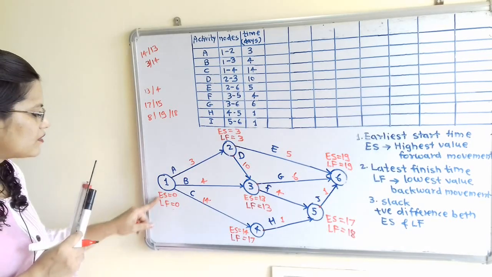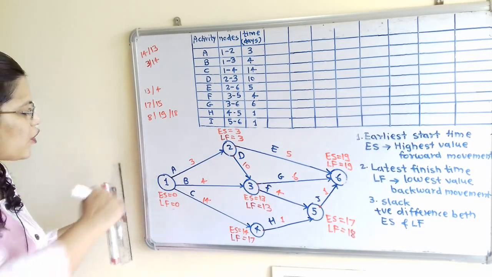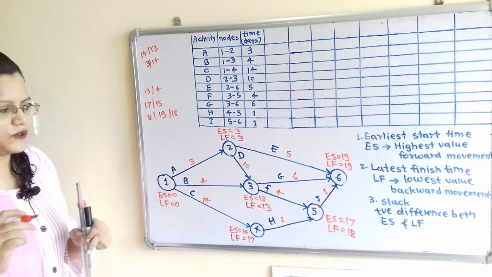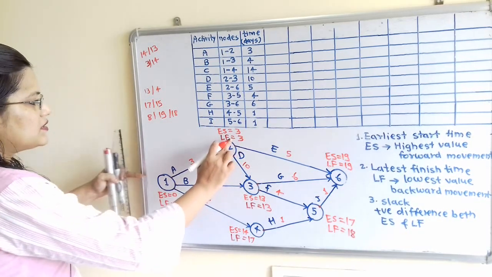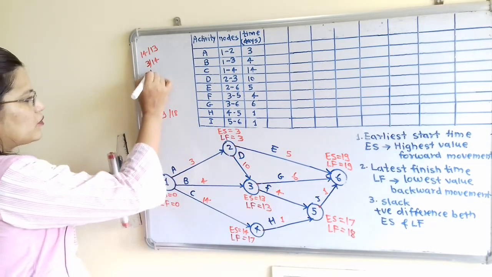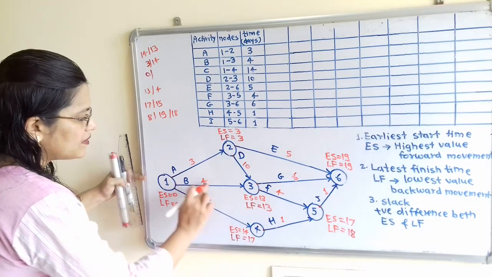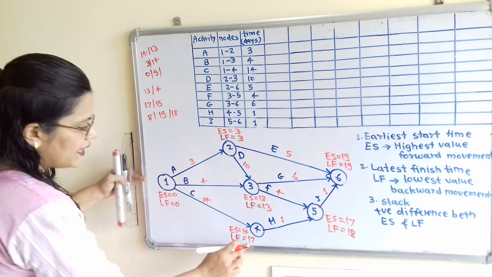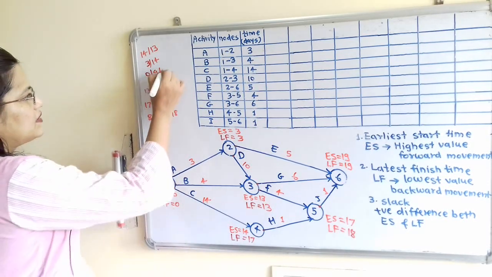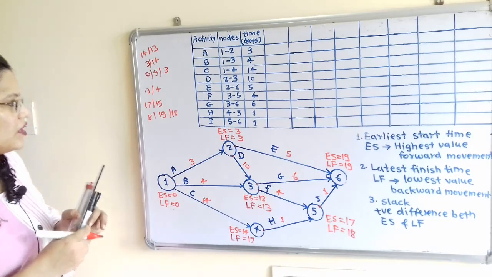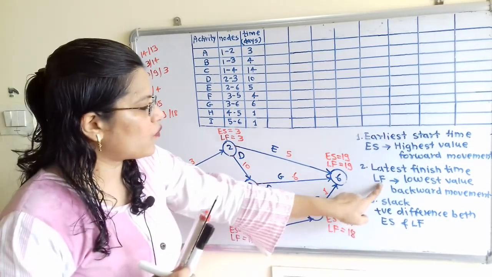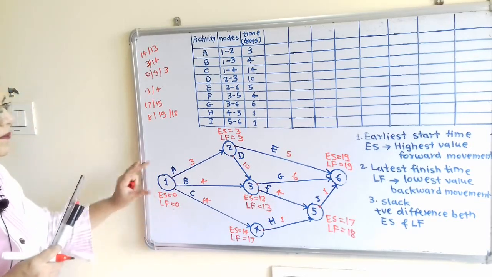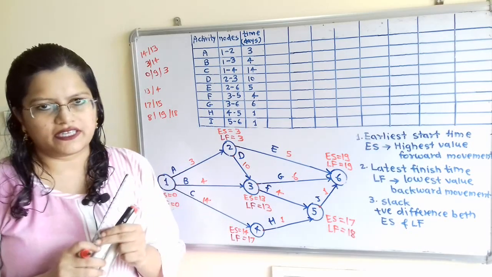Now it is important to calculate LF here. We have three options, because there are three starting points of the arrows. What is the first option? LF 3 minus 3, that is 0, is the first option. LF 13 minus 4, that is 9, is the second option, and 17 minus 14, that is 3, is the third option. Now if we observe, we have to select the lowest value. So the lowest value is 0. So this cross check is completed, that is, our calculation is correct.